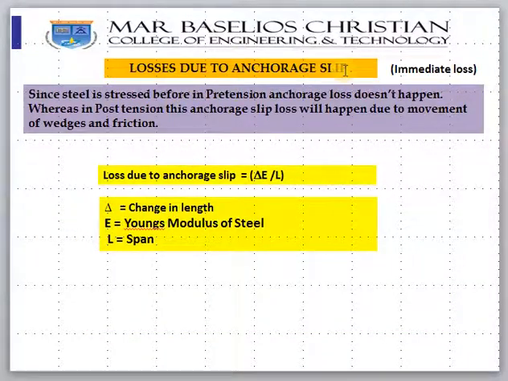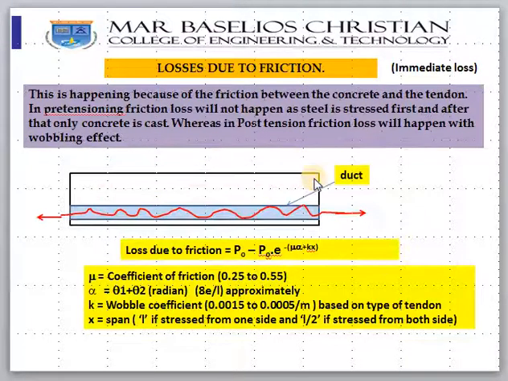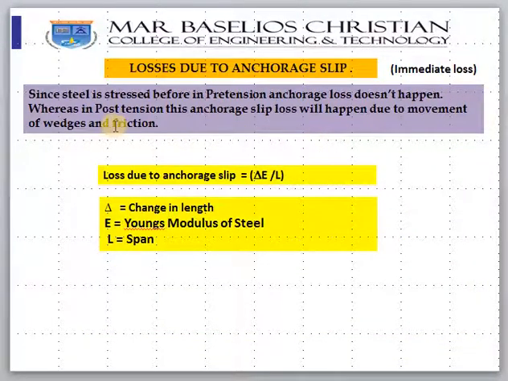Next is loss due to anchorage slip. This also mainly happens in post-tensioning, because in post-tensioning we pull the steel after the concrete is set. Once it is pulled and the jack is placed, there is a chance that some slip will happen in the wedges and everything. So that is the loss, and this is the formula we use for finding it out. This is a simple one: delta E by L. Delta is the change in length, how much it is shortened or slipped.